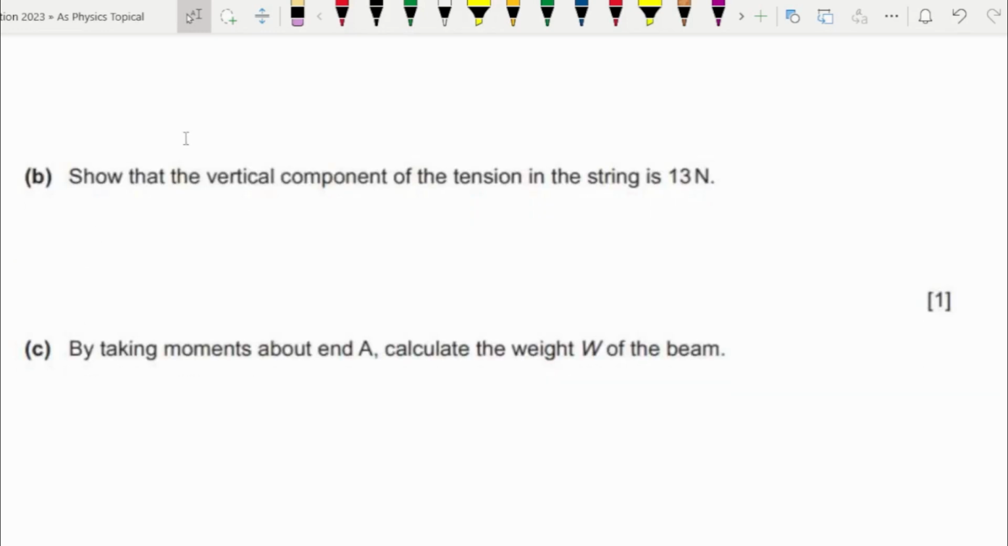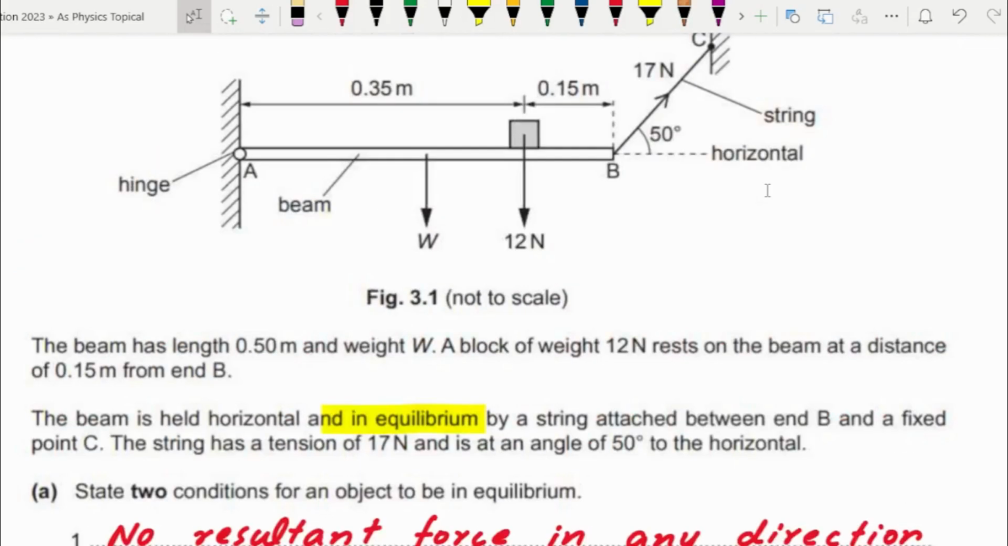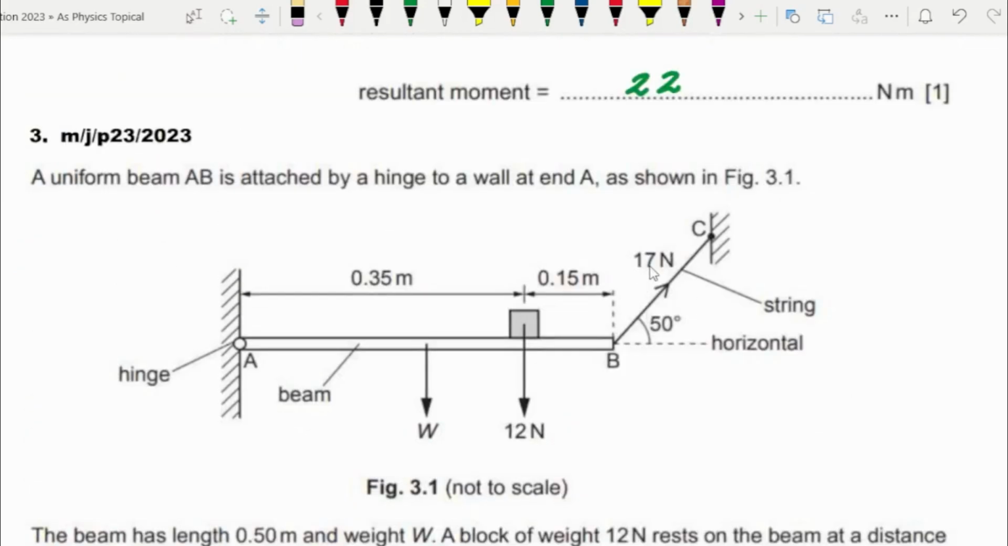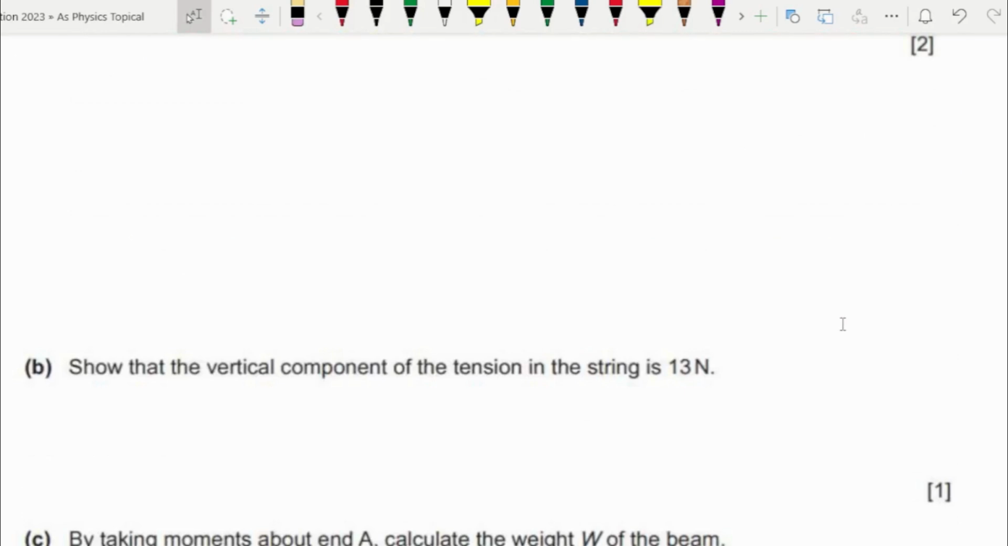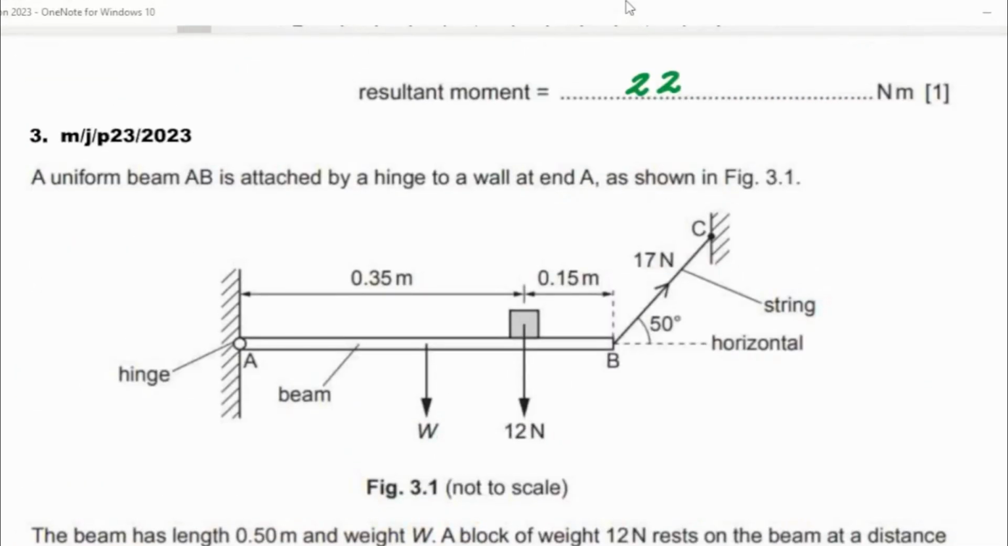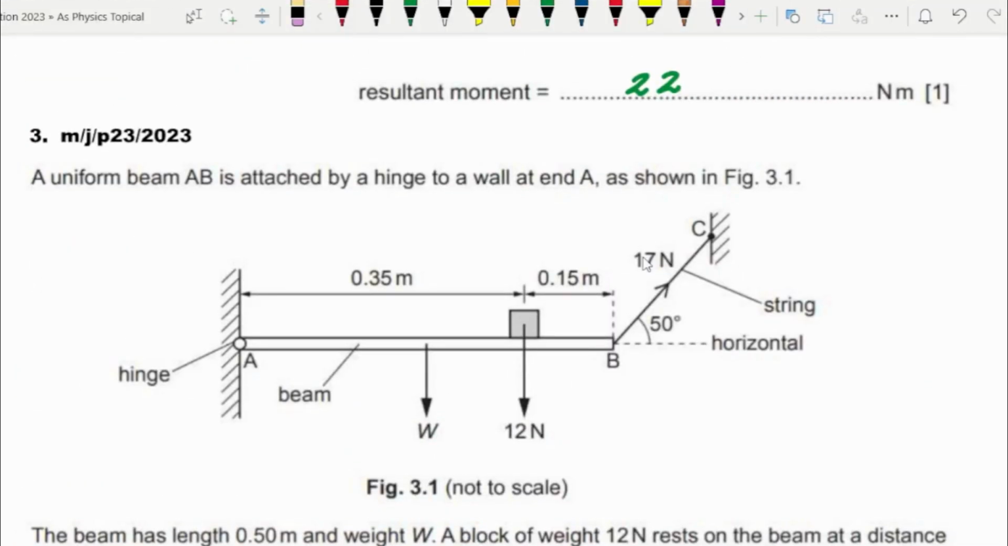So part B says, show that the vertical component of the tension in the string is 13 Newton. So where is your string? This is your string. And you need to show the vertical component should be 13 Newton. So very easy one. You can make two perpendicular components of this force. As a matter of fact, let's just make the vertical one. We won't even need the horizontal one, at least for now. So this is the vertical component of this 70 Newton force.